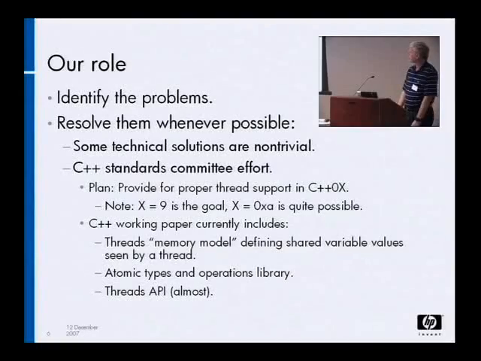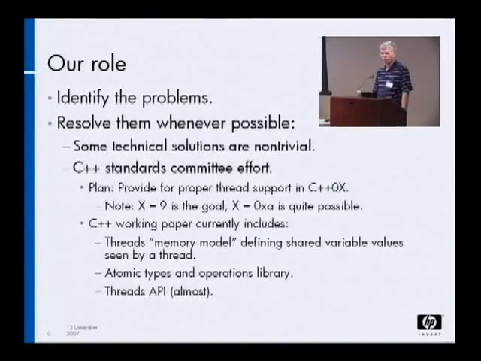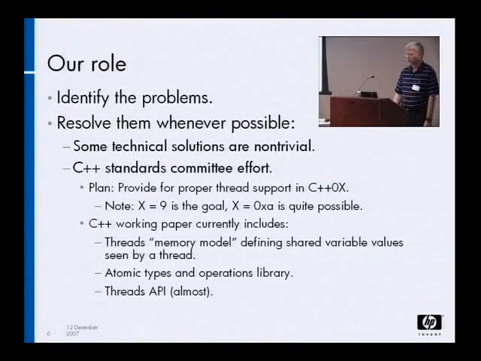The status of this as of the moment is that the current working paper for the next C++ standard actually includes a lot of what I'm going to be talking about, but not everything. So it includes the threads memory model that I'll be touching on here, which basically defines what it means to access a shared variable from a thread, which is sort of the foundational question that we're addressing here. It also includes, with thanks in large part to Lawrence, an atomic types and operations library in the current draft. And it almost includes a threads API as part of the language definition, as opposed to the definition of an auxiliary library that you use in order to get threads.